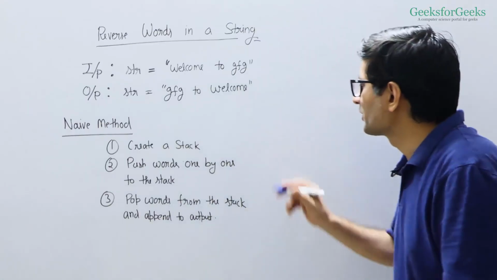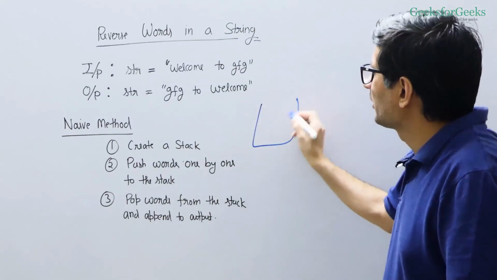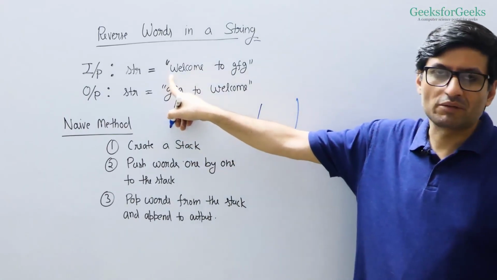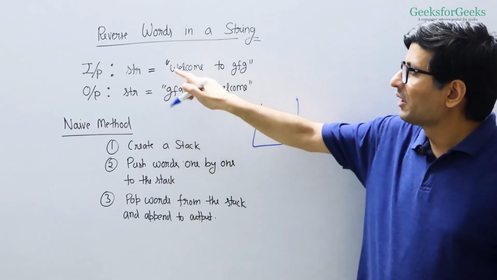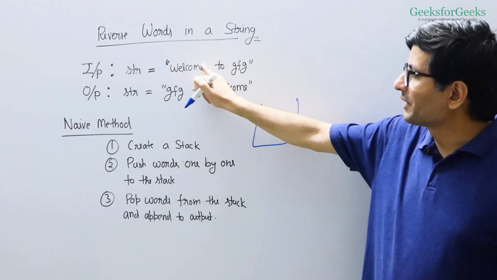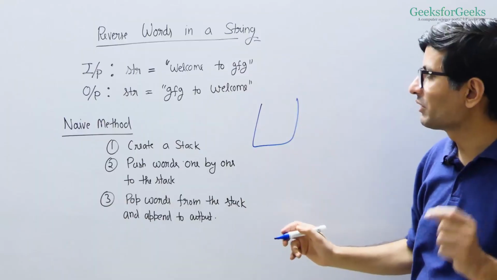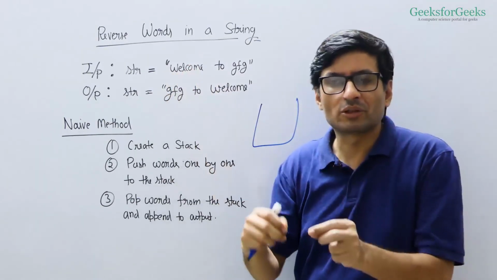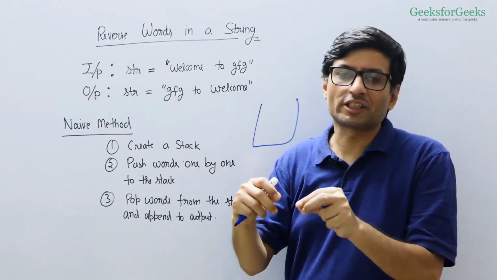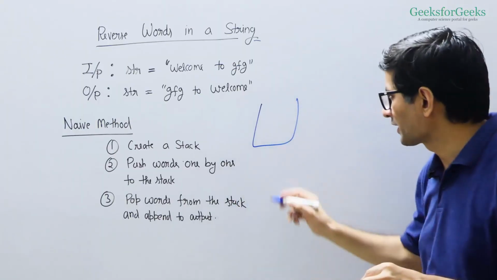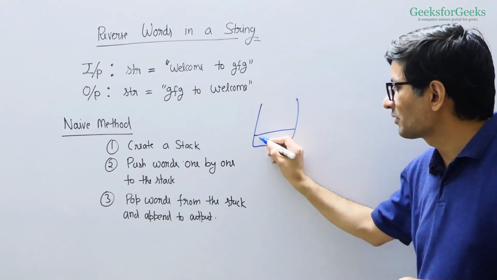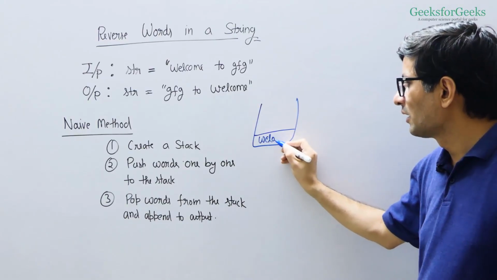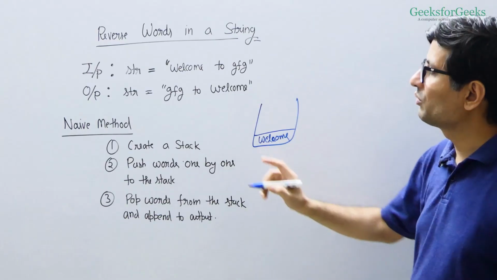The naive solution is to create a stack, traverse the given string one by one from the first character. You stop when you see a space, right? When you see a space, it means you have seen a word. So what you do is you take all these characters, put them into a string and push this string into the stack. So you are going to push "welcome" first. And after a space, you begin the new word.